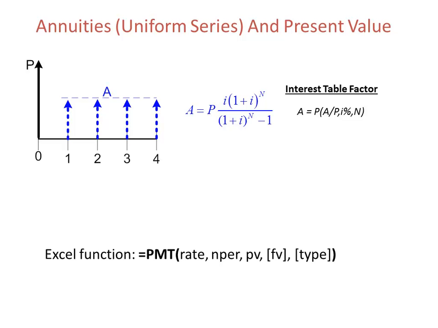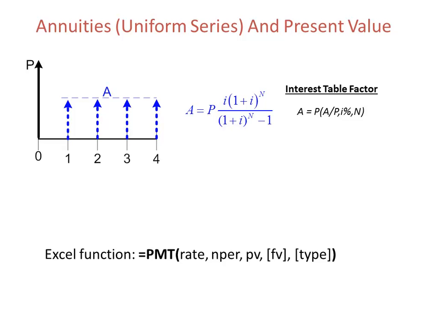There's a function in Excel that you can use to double check your calculations, and the function is the payment function. As you start entering it, it will prompt you for what it wants to see in certain fields. The rate is the interest rate per period. NPER, that's N, is the number of payments. And PV is the amount that you've estimated the present cost of the project to be.